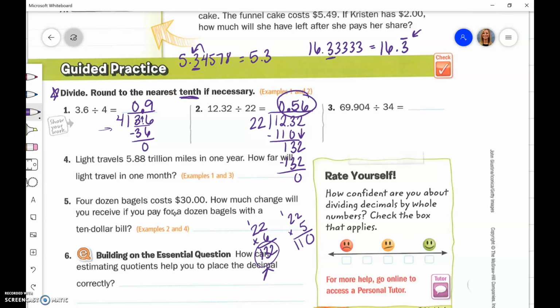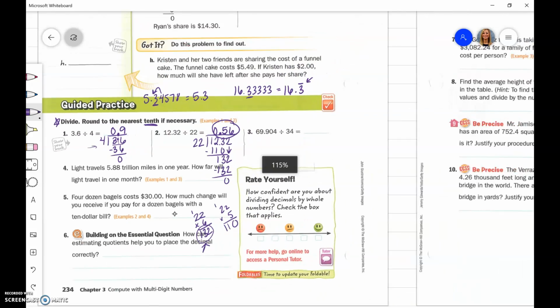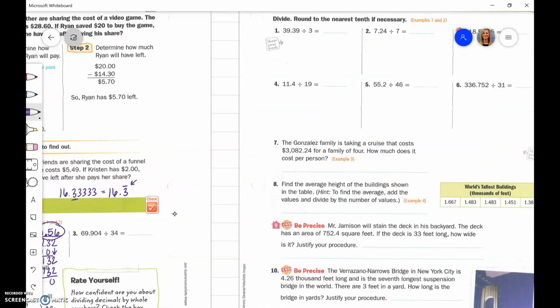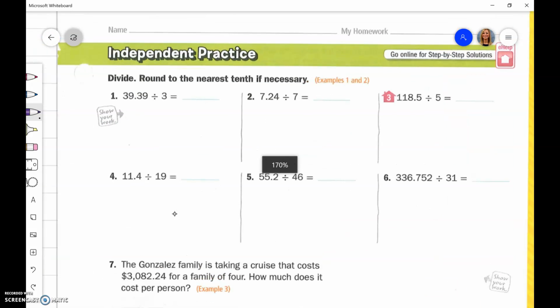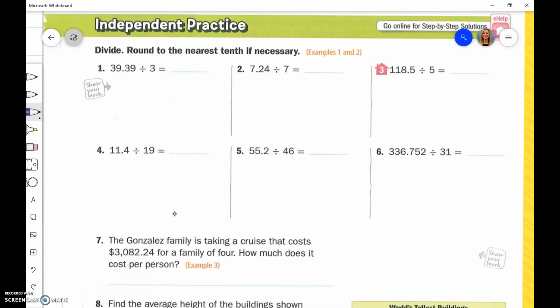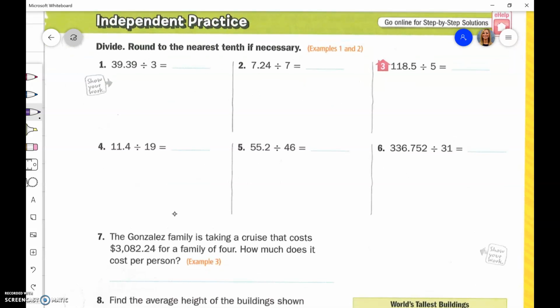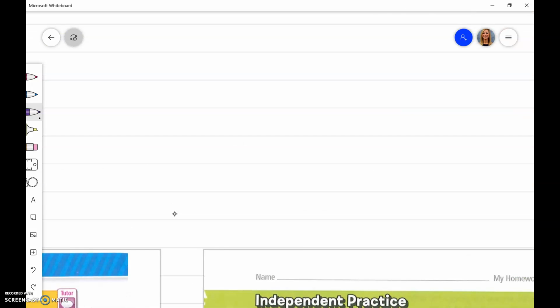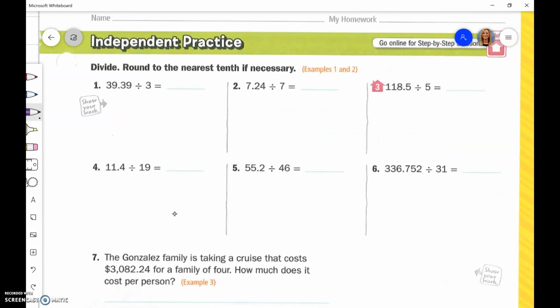And let's jump over to the next page and do some of these over here. Okay? All right, let's take a look at number 1, just because I have more room to work. Those other ones get kind of crowded. Okay, so we're going to take, whoa, look at that. Touch it with my hand. All right, we're going to take 39 and 39/100ths, and we're going to divide it by 3.